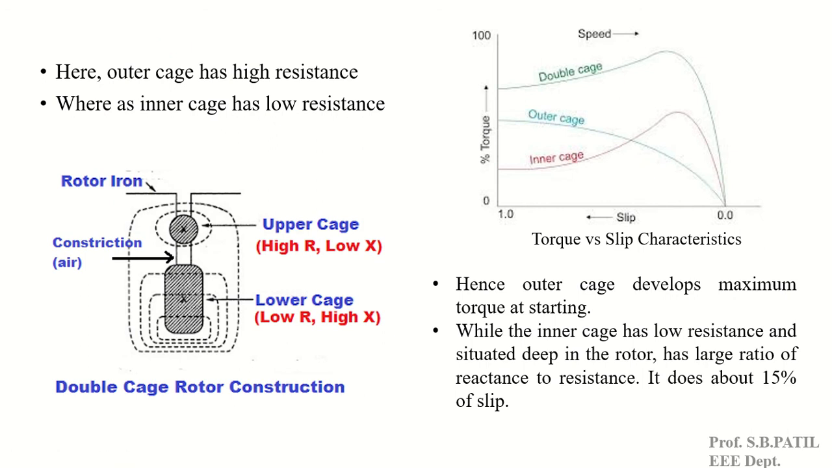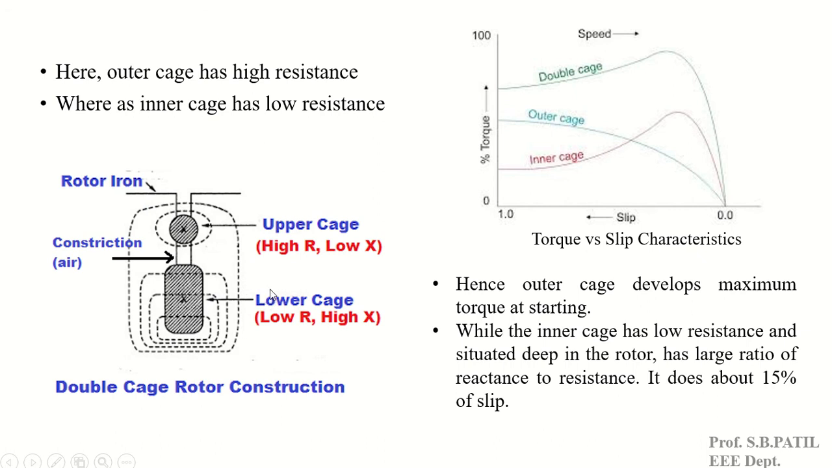The outer cage develops maximum torque at starting, while the inner cage does not, at about 15% of the slip. In this case, this is the outer cage rotor and this is the inner cage rotor. In the same rotor circuit, the upper cage has high resistance and low reactance, and the lower cage has low resistance and high reactance.